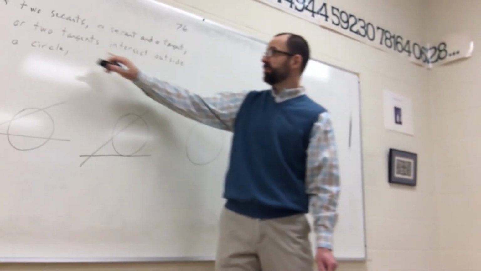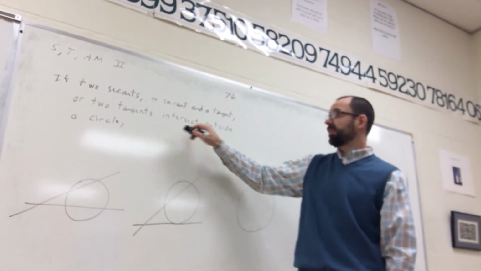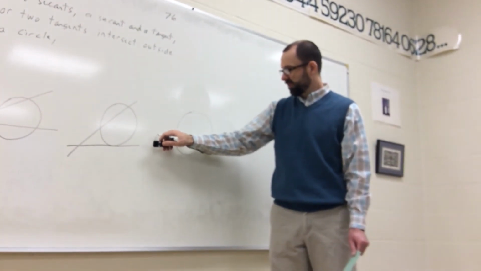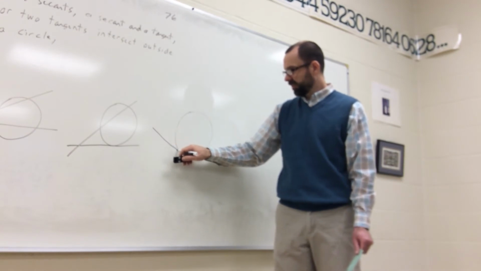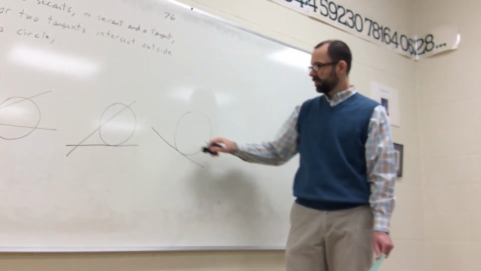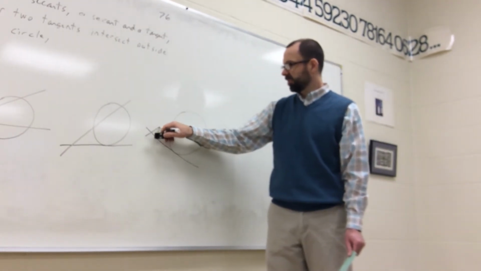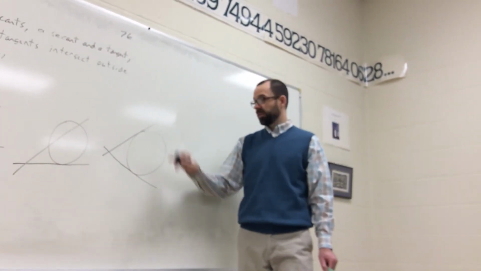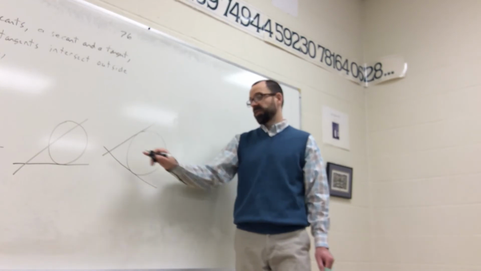And then last but not least, we need 2 tangents intersecting outside the circle. See if I can pull this off. I'm bad at drawing tangent lines. I always miss the circle. That wasn't too bad. So there's 2 tangent lines intersecting outside the circle.